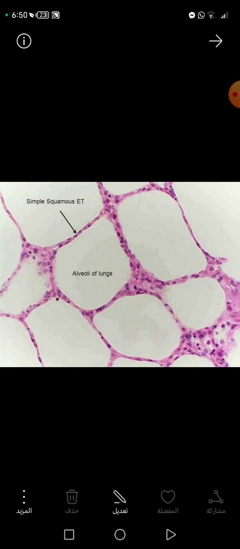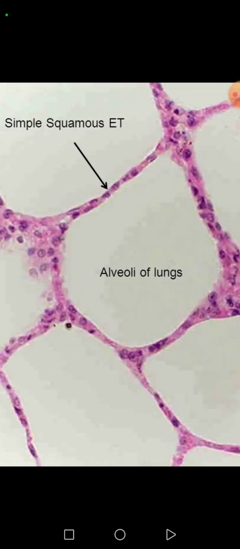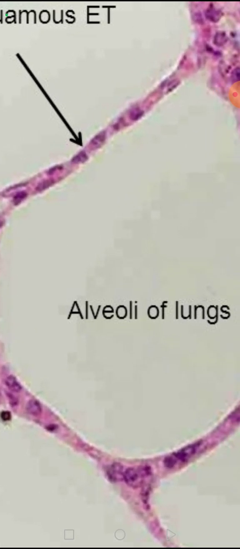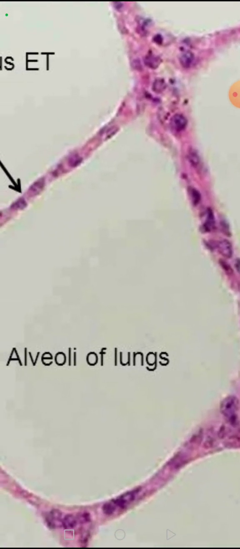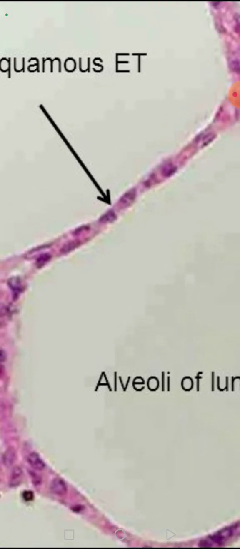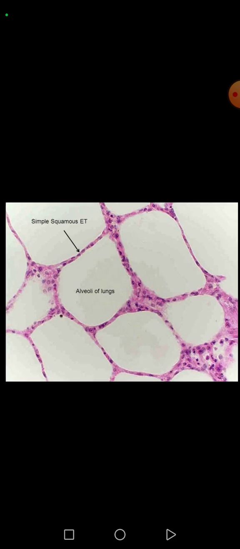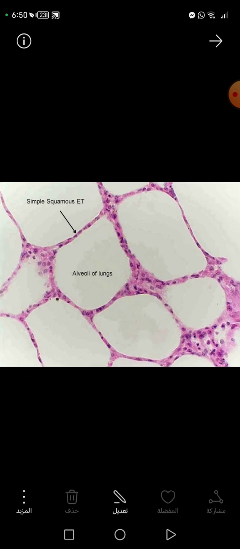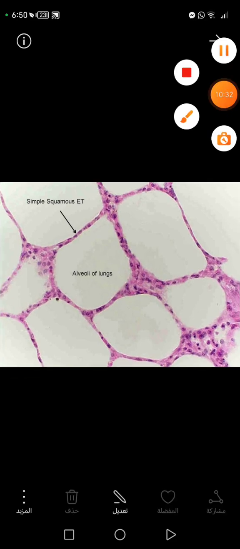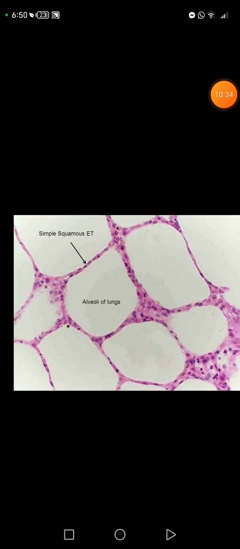Here we have an example of simple squamous. They look elongated. They are squamous, and the nucleus is elongated. Here is a tissue of a lung. This is an example of lung tissue, but you don't need to know it now. I will explain all about the body systems and the tissues separately.